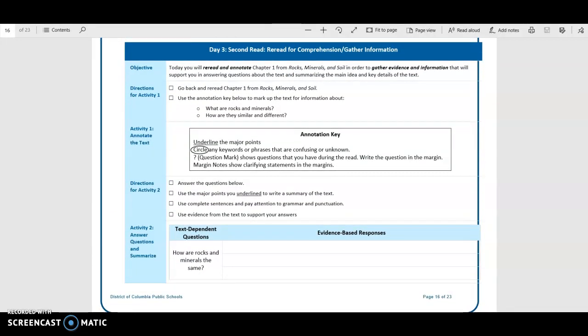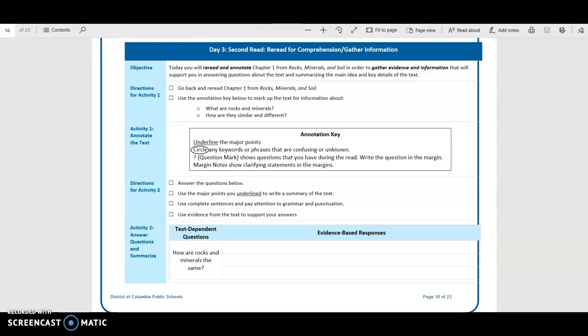Then you're going to move on to day 3, which is a second read or a reread for comprehension and to gather information. So you're going to go ahead, go back up to chapter 1 in the text and read rocks, minerals, and soil in order to gather evidence and information that will support you in answering questions about the text and summarizing the main idea and the key details of the text. Okay, so you need to go back and reread the text, or you can rewind this video back and have me reread it for you. And you're going to use the annotation key below to mark up the text for information about what are rocks and minerals and how are they similar and different.